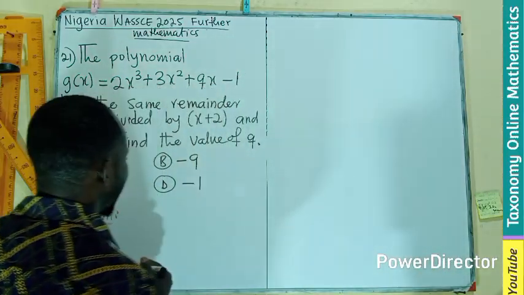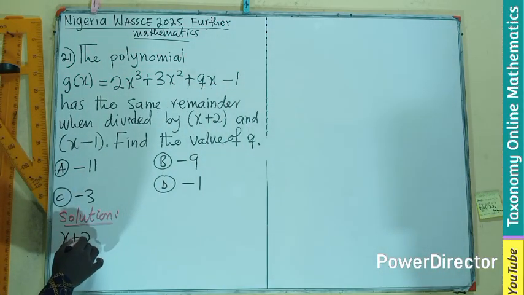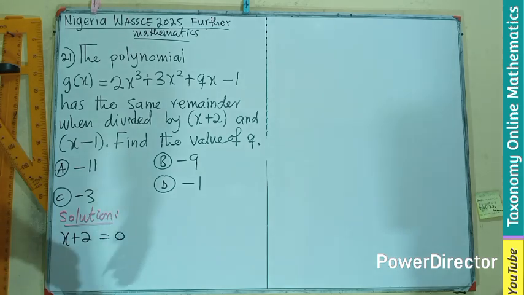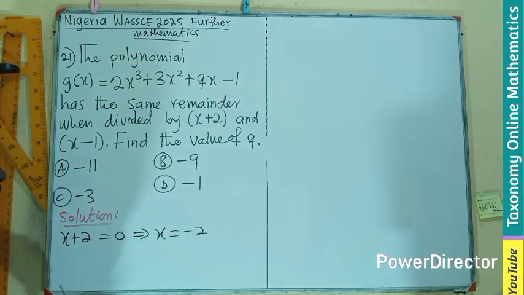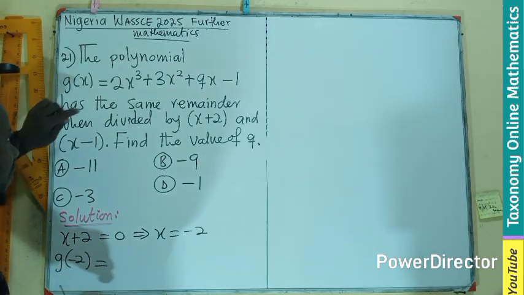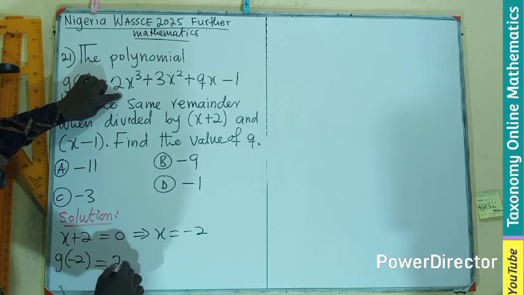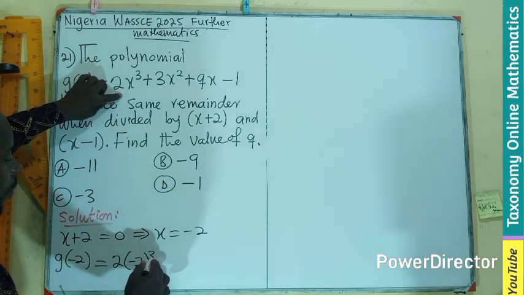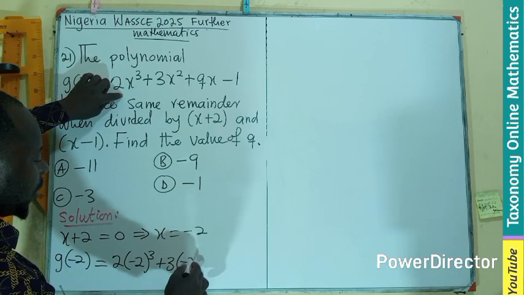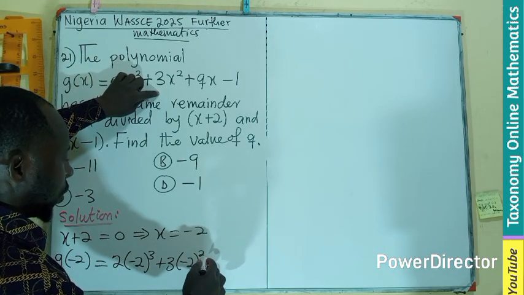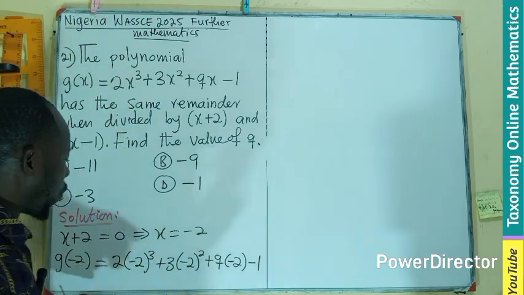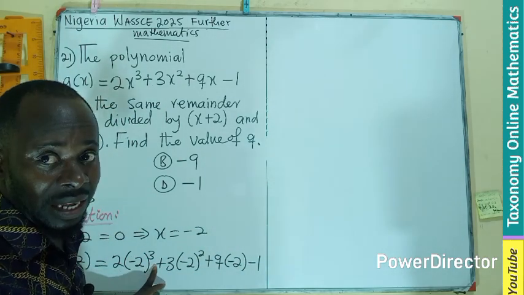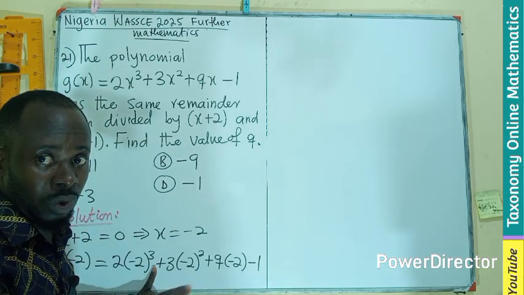So let's find the zero of x + 2. If you equate that to zero, that will imply that x will be equal to negative 2. So now let's change the function from x to negative 2. Wherever I see x, I am going to put in negative 2. So 2 times negative 2 cubed, plus 3 times negative 2 squared, plus q times negative 2, minus 1. Remember, as the power is an odd number, the result will give you a negative number.